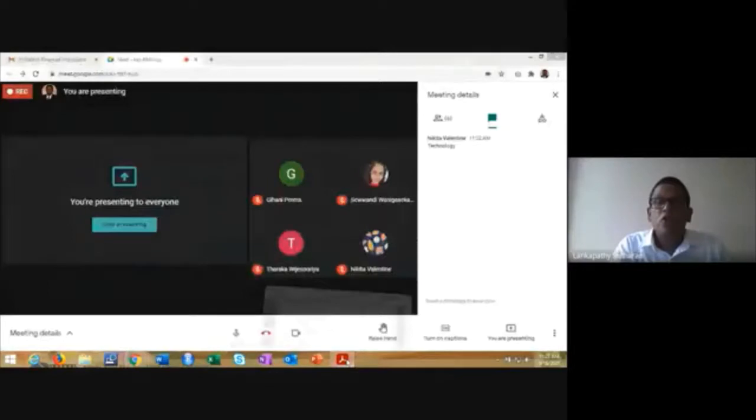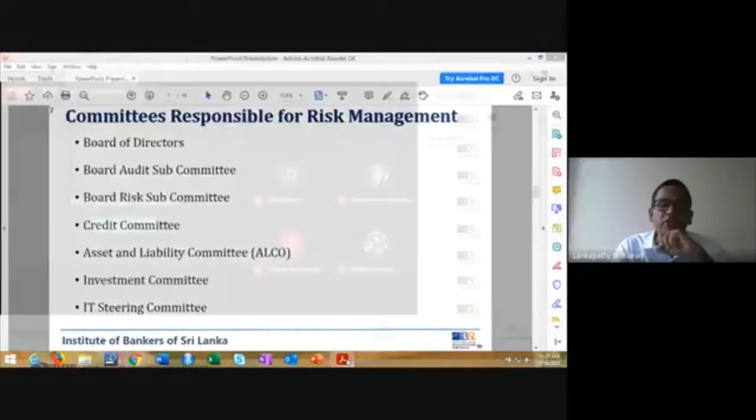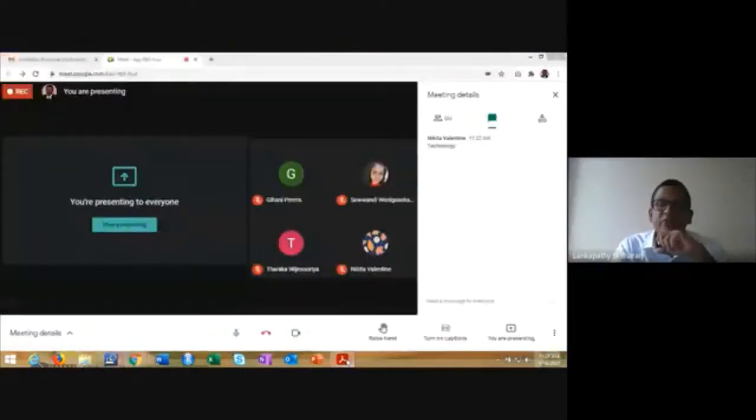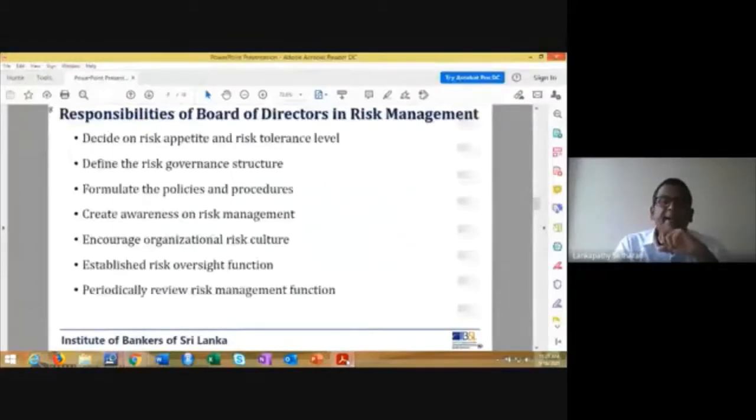So the IT and then the investment committee, again, investment and IT. These are the committees normally responsible for risk management of the banks. Any questions you all want to ask? Otherwise, I'll just move to the other slide. Before moving to the other slide, if you all want to ask any questions. Okay, then the responsibilities of the board of directors in the risk management.